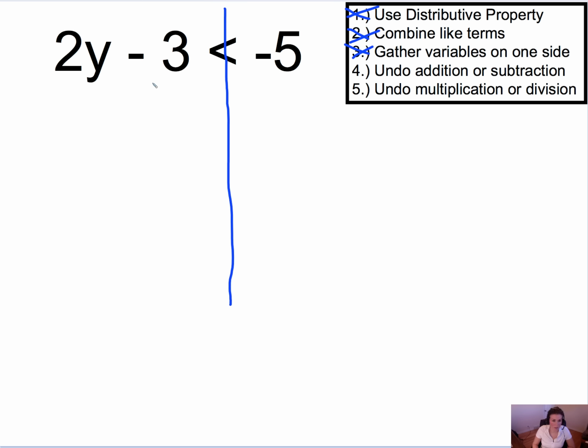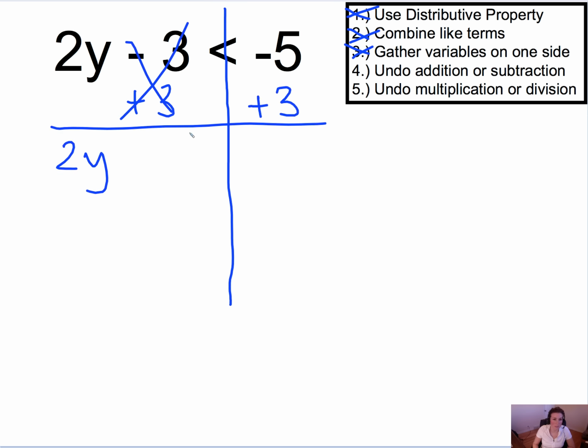Since the y is on the left, that means we want to move the 3 first. It is a minus 3, so the inverse would be to add 3. And we want to do that on both sides. And then bring down the 2y. These cancel. We did not multiply or divide, so I'm going to keep the inequality sign the same. And then negative 5 plus 3 is negative 2.